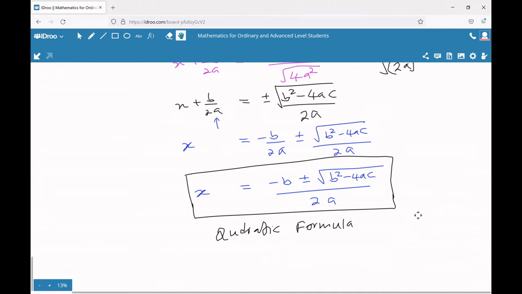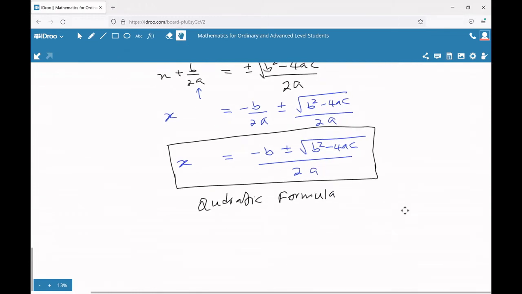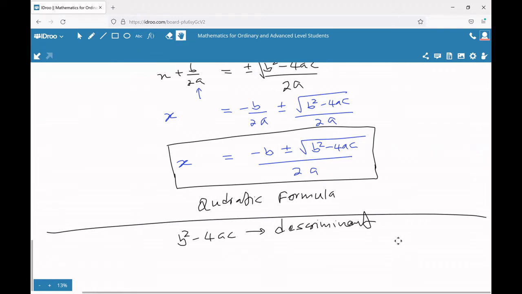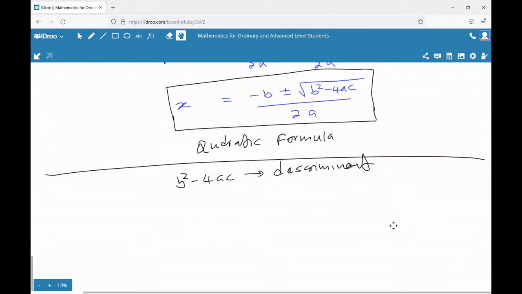You have to use this in some of the GCSE ordinary level mathematics, and it is also useful in advanced level mathematics. If you look at this quadratic formula, the term b squared minus 4ac is known as the discriminant. This part is not related to the O-level or ordinary level students. So we recognize b squared minus 4ac as the discriminant of the quadratic.